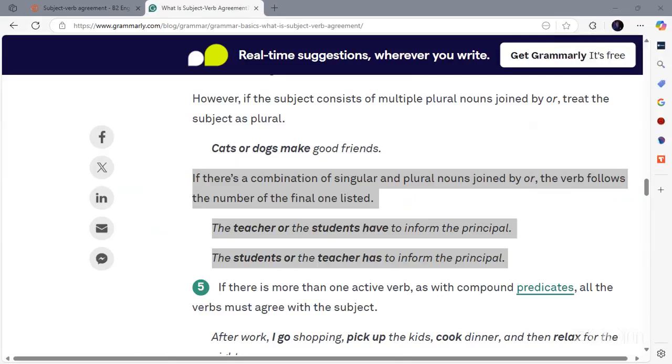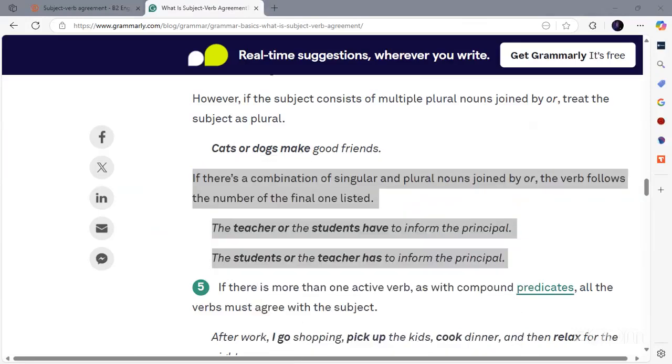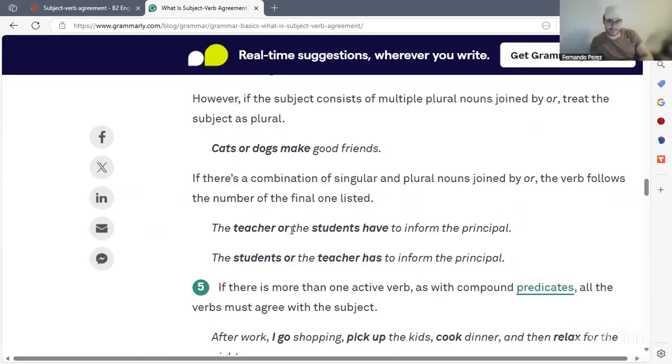The teacher or the students have. You have to use the verb according to the last subject. The last, let's say, noun joined by the connector or.